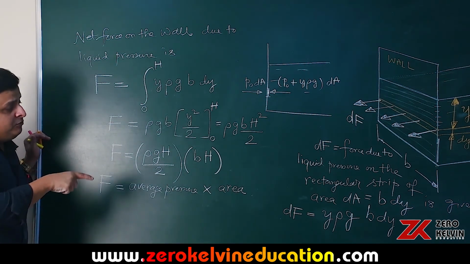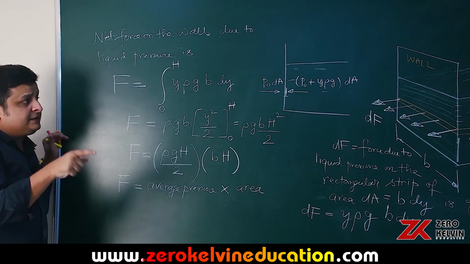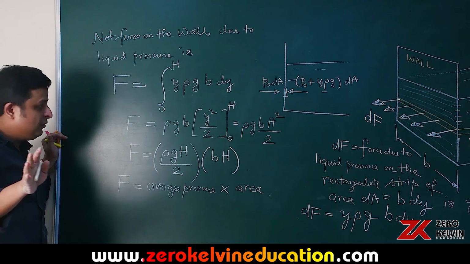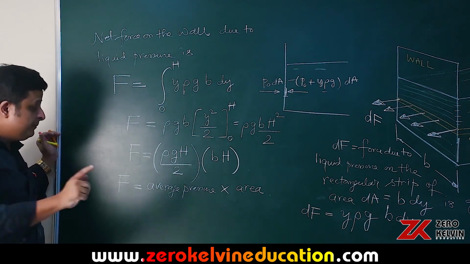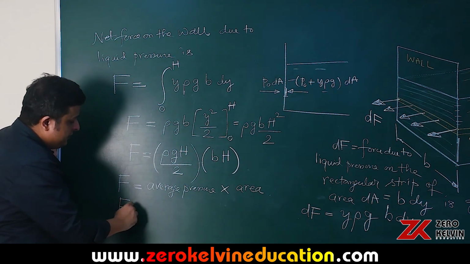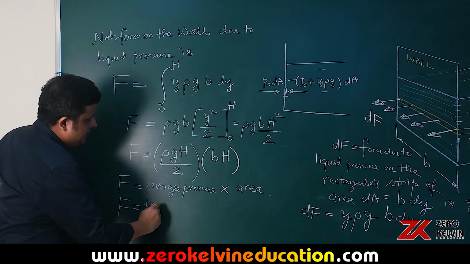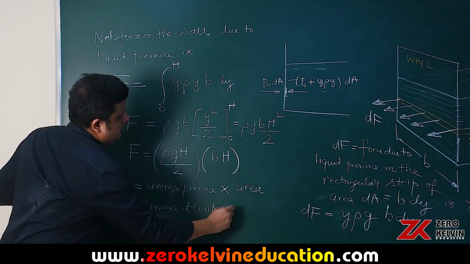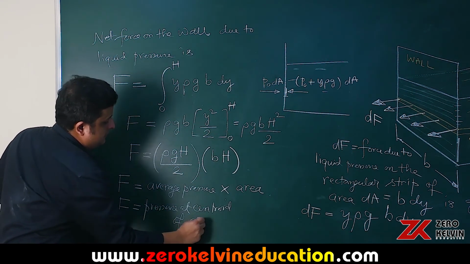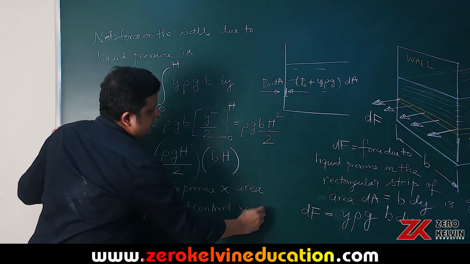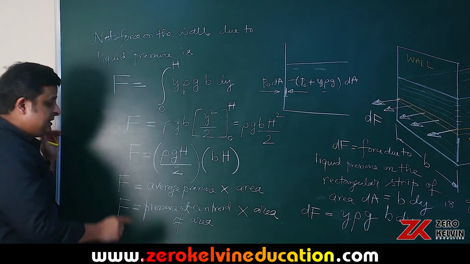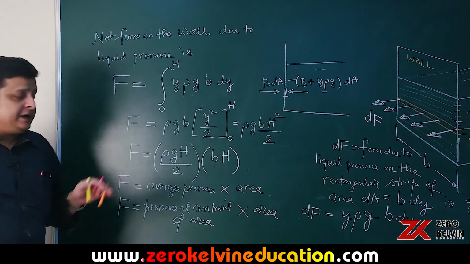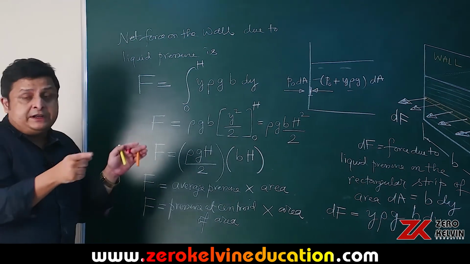This is not the general formula, it works here as it's a rectangular surface. But in general the formula is, in a small while we will be deriving that too. The formula for force will be pressure at centroid of area multiplied by the area itself. This is the actual formula. Pressure at the centroid of the wetted area multiplied by the wetted area itself.